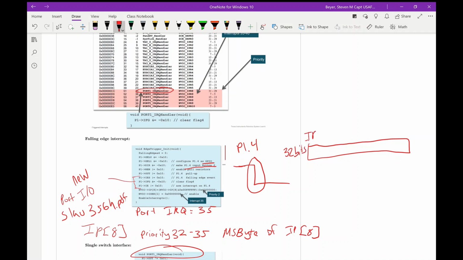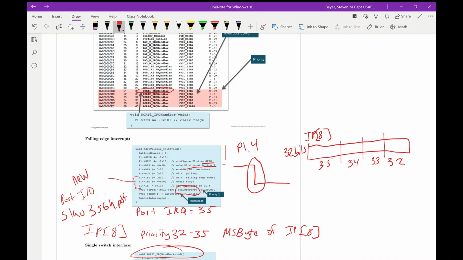And this is IP8 broken up into 4 bytes. This is going to be priority for interrupt 32, 33, 34, and 35. So we're going to clear this most significant byte, which we do here. Then we're going to set it to priority 2.